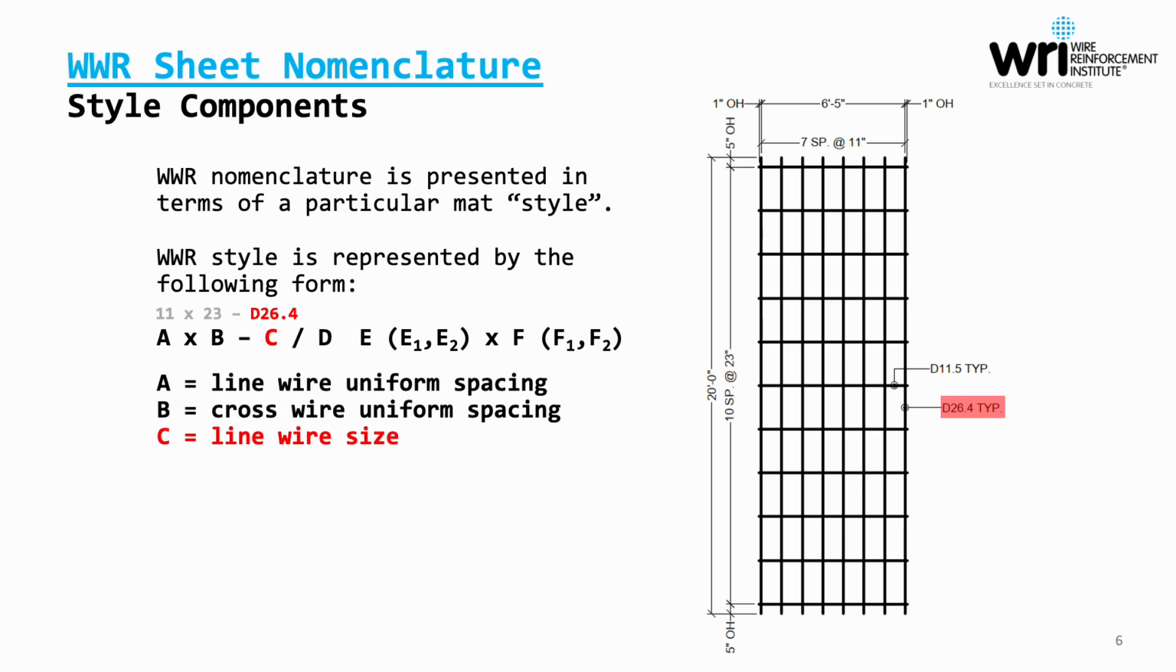From here we move into the actual wire sizes themselves. So attribute C, we're back talking about the line wires or the long wires on the mat, and we see that these long wires are denoted as D26.4. The D simply indicates that it's a deformed surface, similar to a piece of rebar, and the 26.4 is a designation that refers to 1/100th of an inch of cross-sectional steel area. So this particular wire is 0.264 square inches. So we see again attribute C designates the line wire size.